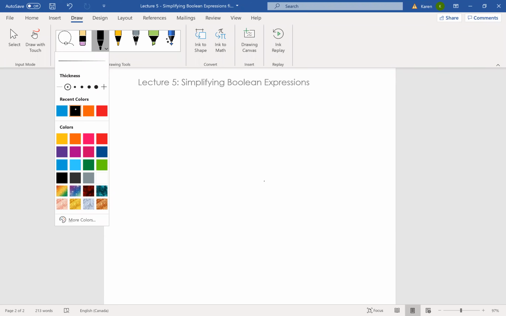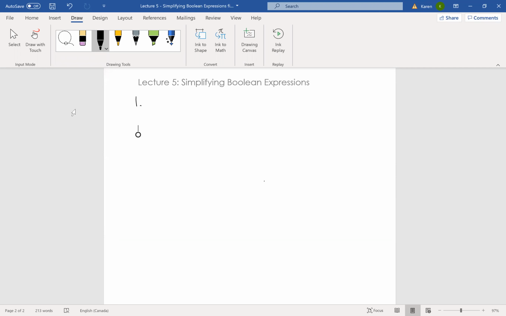In this lecture, I'm going to write down some Boolean expressions and then solve them with you. First Boolean expression. It is A and B and inverted C, all inverted.